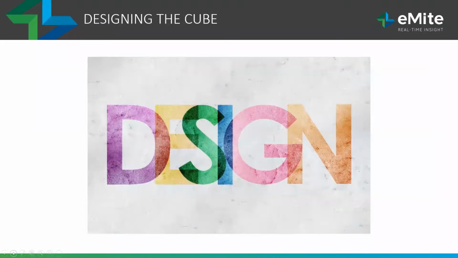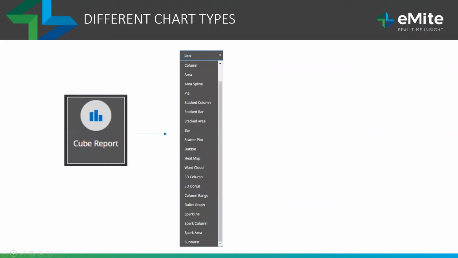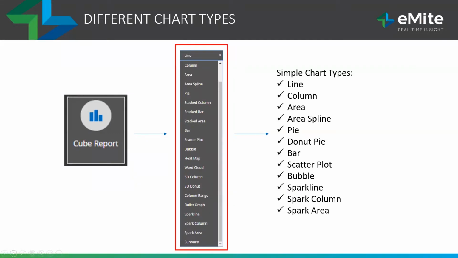And we will also touch on some tips and tricks on how we would design the cube. So pretty excited about that. As well as the different chart types that we have available for cube reports. As you can see, we have a lot of different options made available for you, but we would cover the simple chart types today. So those are the ones that we would see later on. So we have the line, area, pie, donut.